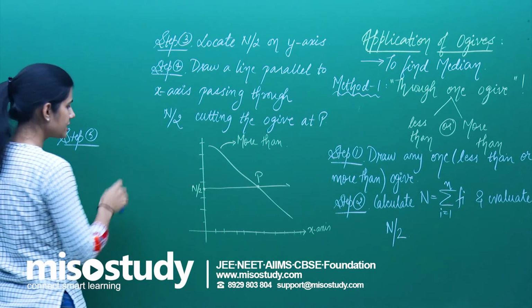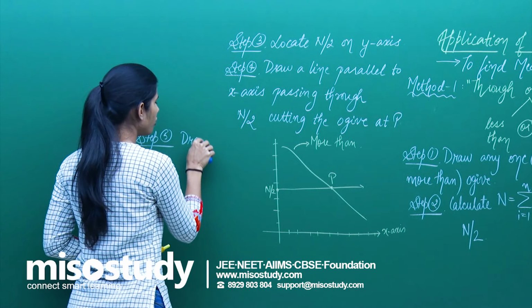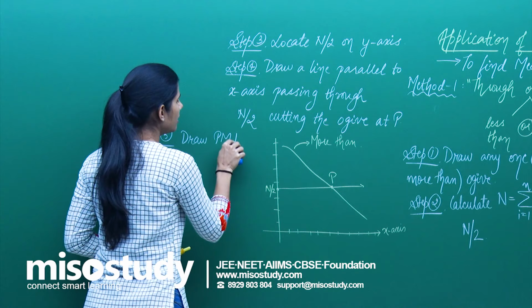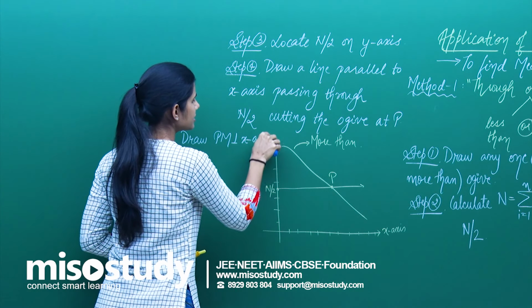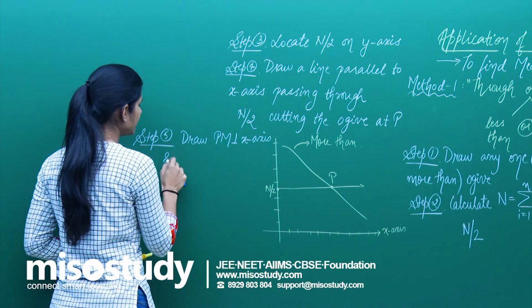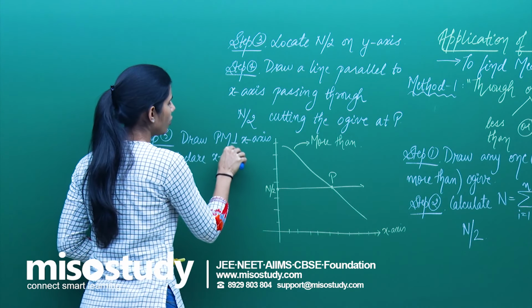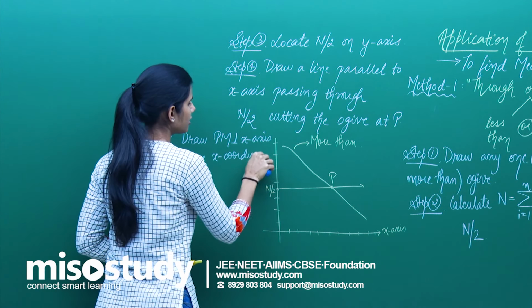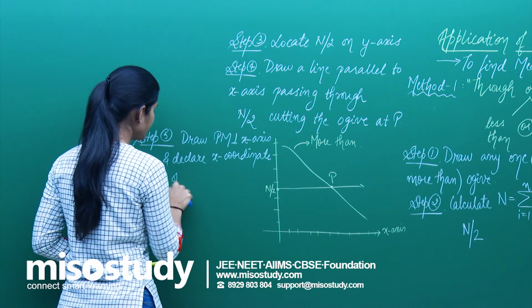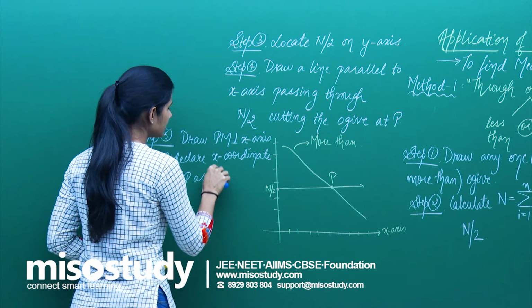Step 5 says draw PM perpendicular to x-axis and declare the x coordinate of point P as the median.